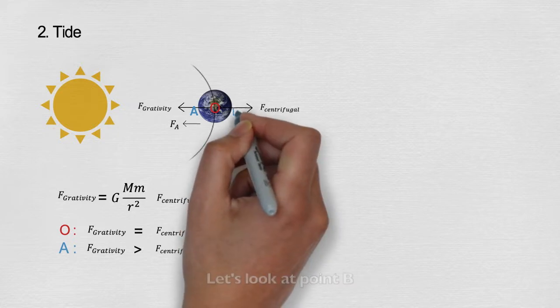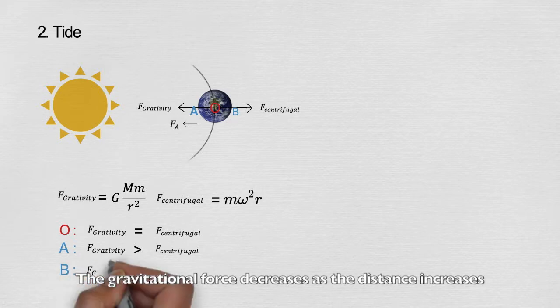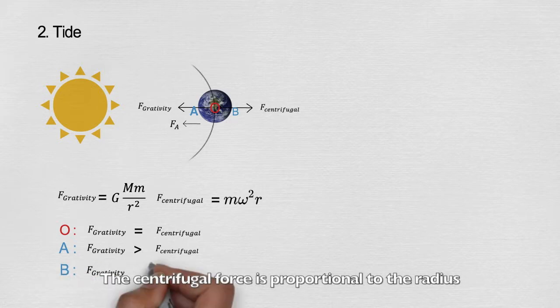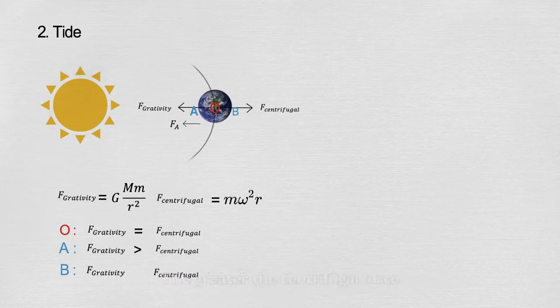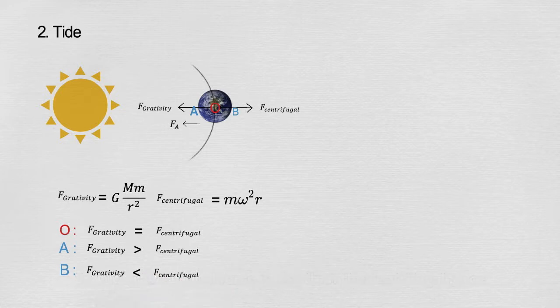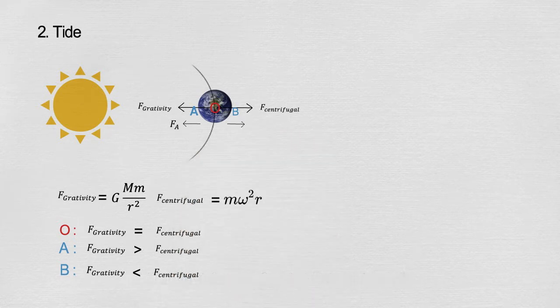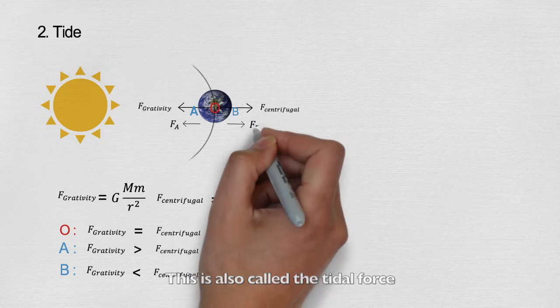Let's look at point B, far from the sun. The gravitational force decreases as the distance increases. The centrifugal force is proportional to the radius. The larger the radius, the greater the centrifugal force. So the gravitational force is less than the centrifugal force. Therefore, the net force at point B is outwards. This is also called the tidal force.